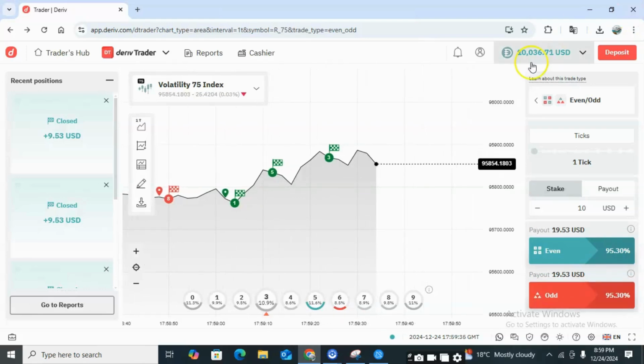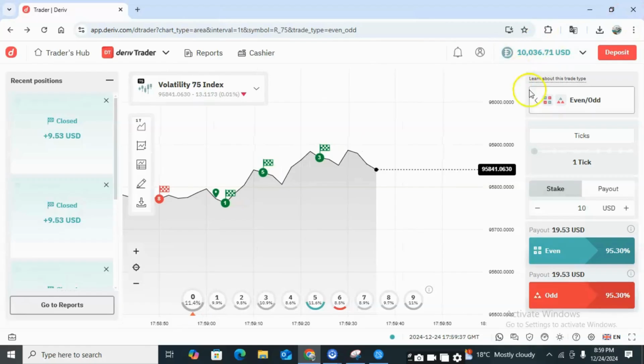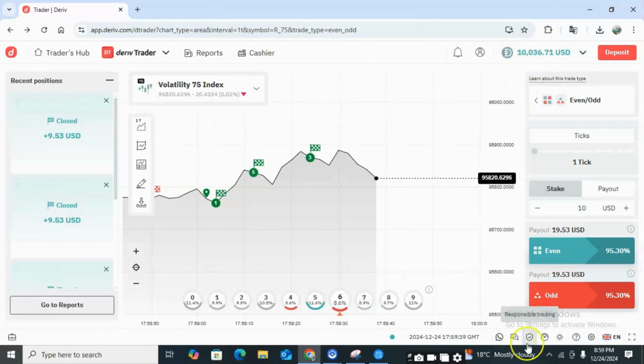As you can see here, we started with a demo account of 10,000 and we have a profit of $36.